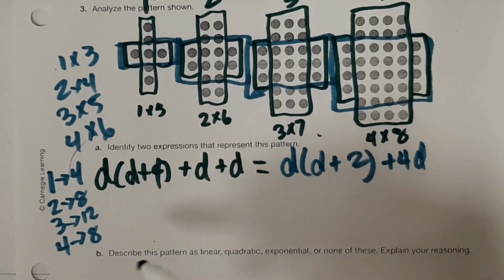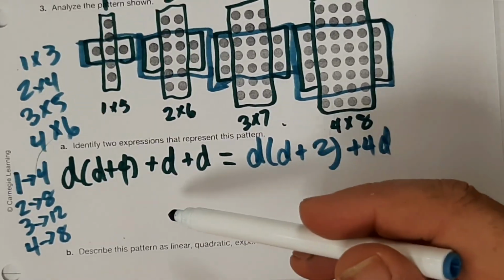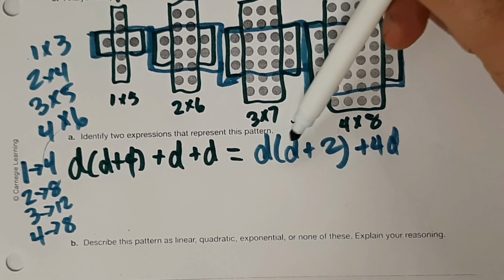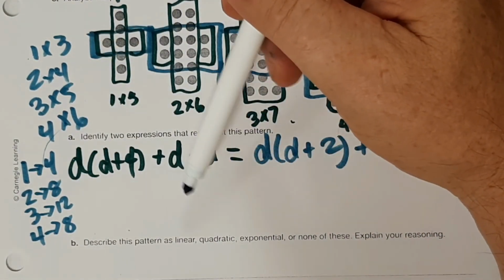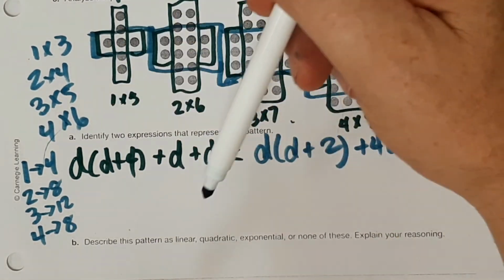So those are my 2 patterns. And we want to describe this as either quadratic, exponential, or whatever. Well, we can see here, if I have a D times D, this is a D squared. Okay, so I'm going to go ahead and simplify this because on C, it's going to ask us to check.